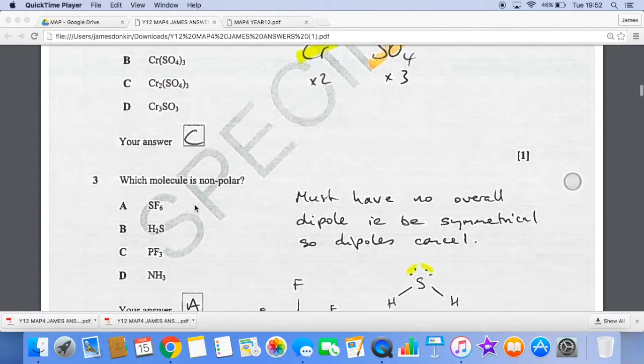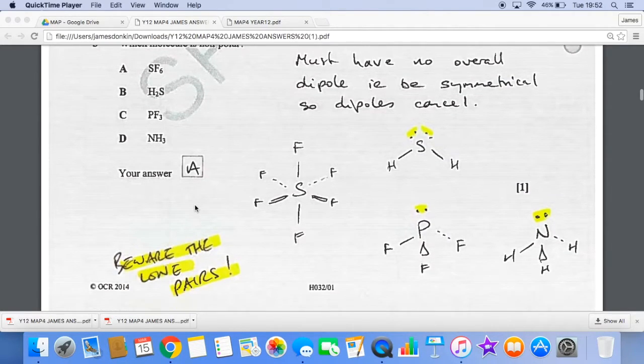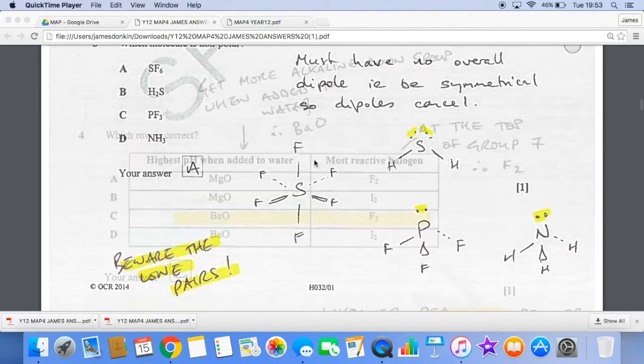Which of the molecules is non-polar? You can see I've written up there, it must have no overall dipole, i.e. be completely symmetrical, and so the dipoles cancel. All I've done is sketched up what these molecules would look like, and you can see straight away that these 3 here have got lone pairs. This one hasn't. This is the non-polar molecule. So the answer was A.